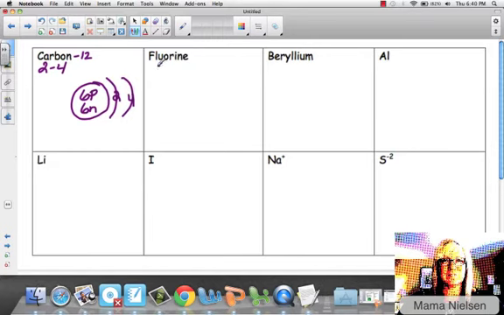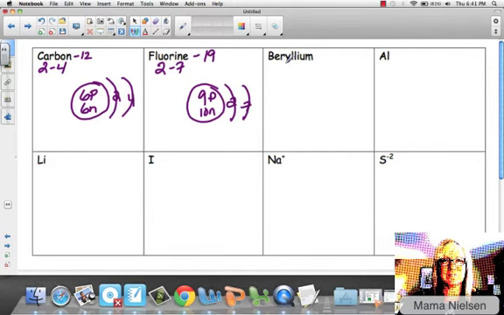Fluorine has an electron configuration of 2-7. It has a mass number of 19, and it is atomic number 9. So it's got 9 protons. 19 minus 9 is 10 neutrons. There's my nucleus. In the first shell, it's got 2. In the second shell, it's got 7.